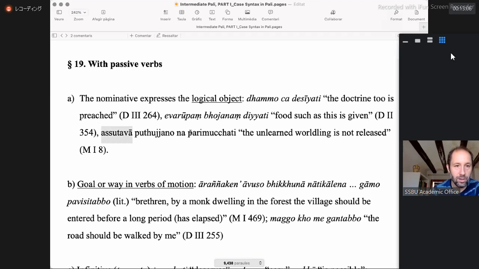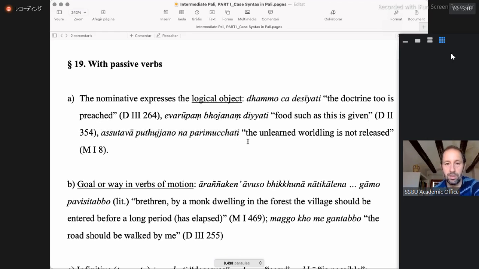Or another one, asutava putujjano na parimucchati. The unlearned worldling is not released. So the asutava putujjano here is the subject of the sentence, but it's the logical object. So no one is releasing him, or the mind is not releasing him, or the suffering is not releasing him, something like this. So this is with passive verbs.